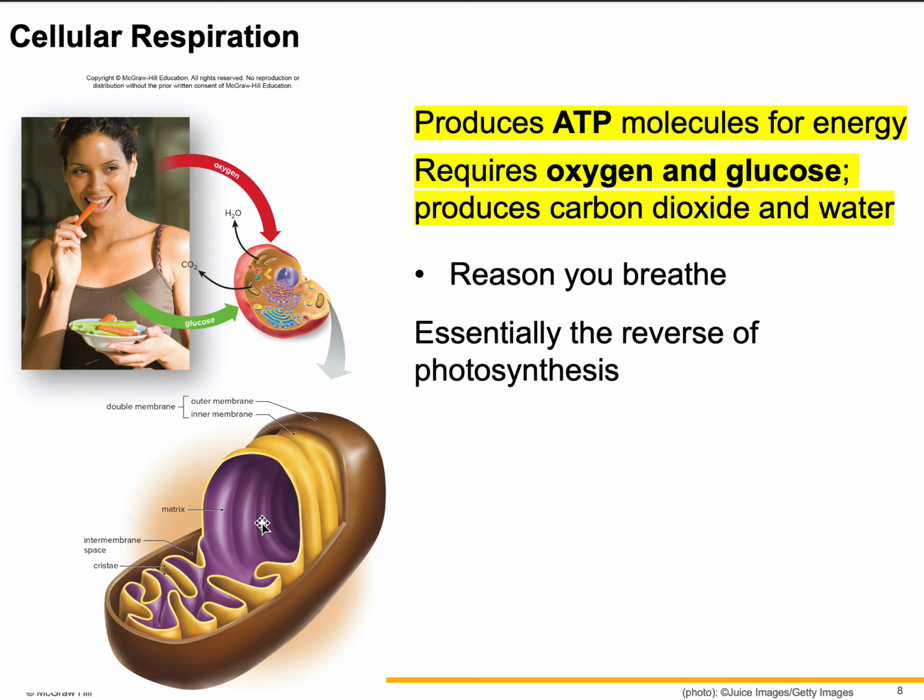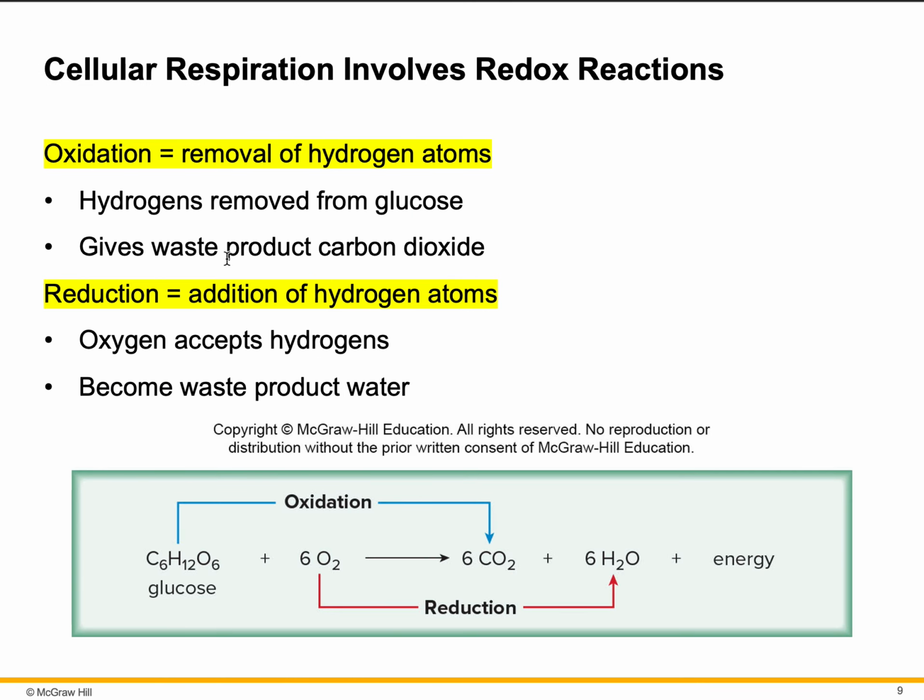And the matrix is the inner part. So this part that's purple, this is the most inner part of the mitochondria. And then again, the cristae are the folds, and then you have your two membranes. So, okay, let's go ahead and move on.